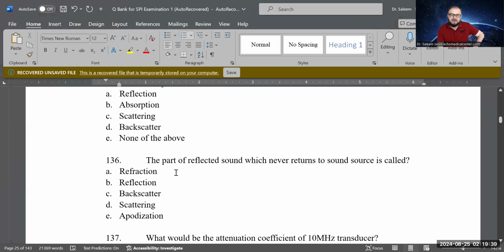Okay. The part of reflected sound which never returns to the source, back to the transducer, is called what? Refraction, reflection, backscatter, scattering, or apodization. Which one is the correct option? That part of the sound just goes in other directions and does not come back to the transducer. I think now the question is easy. Yes. When they never come back, they are called scattering. Those are the echoes, the reflections which never come back to the transducer. They just go in other directions. Absolutely correct. Let's do the next question.